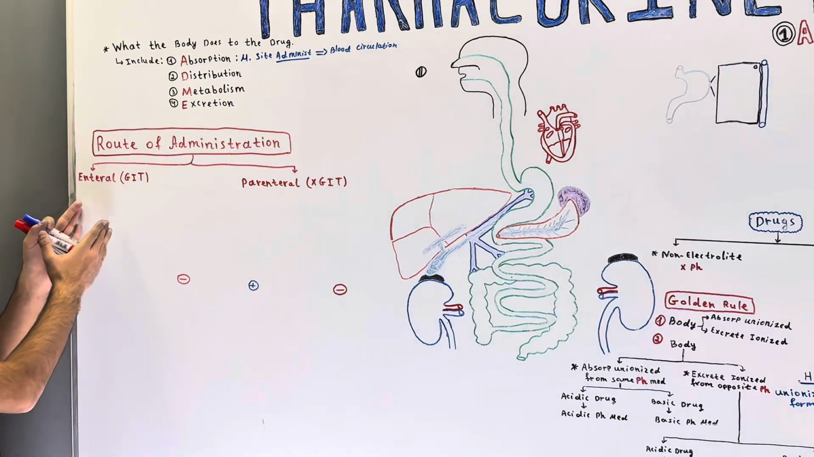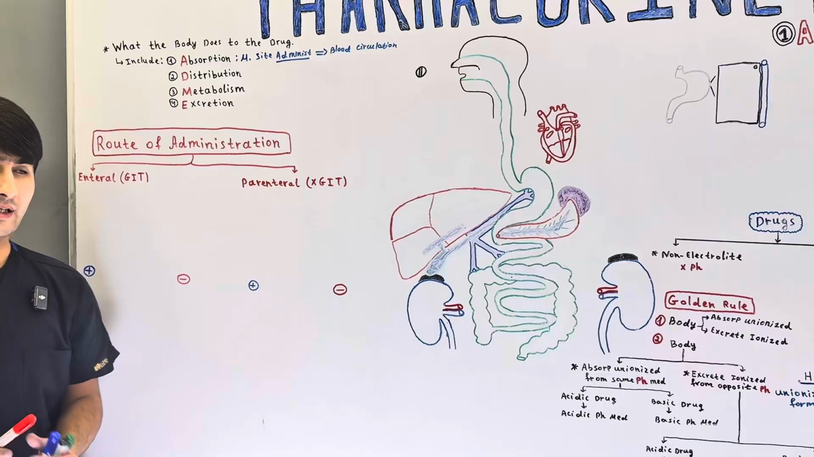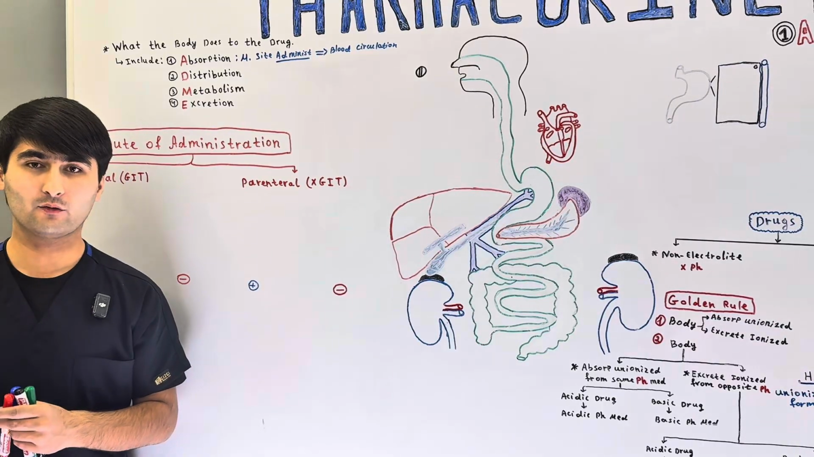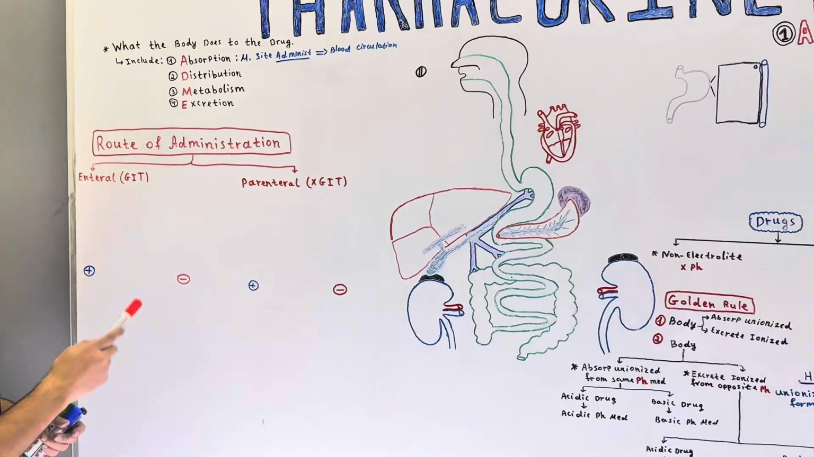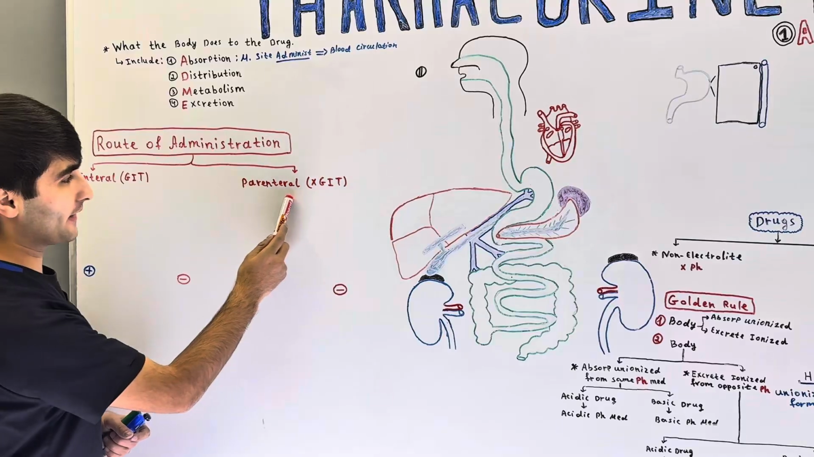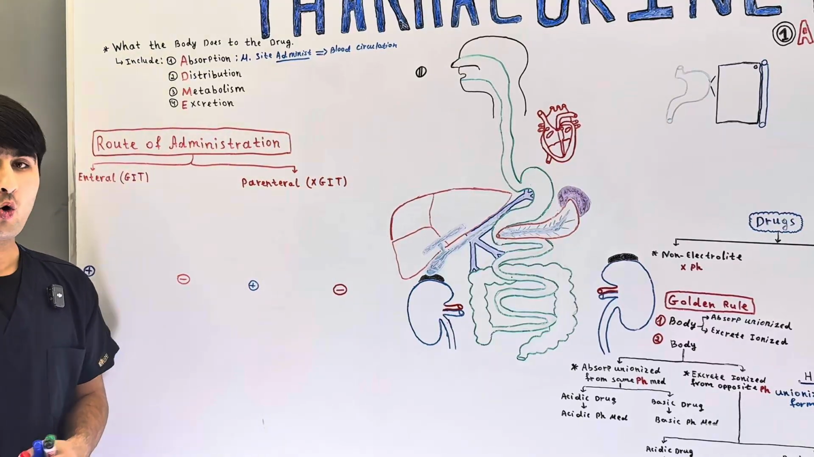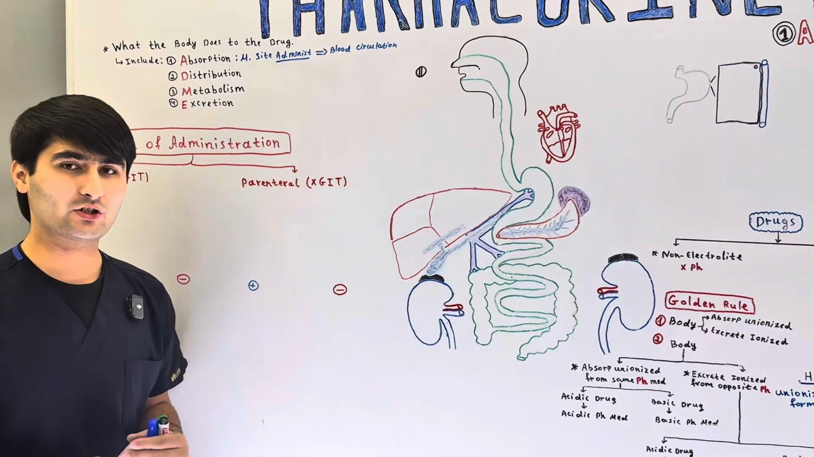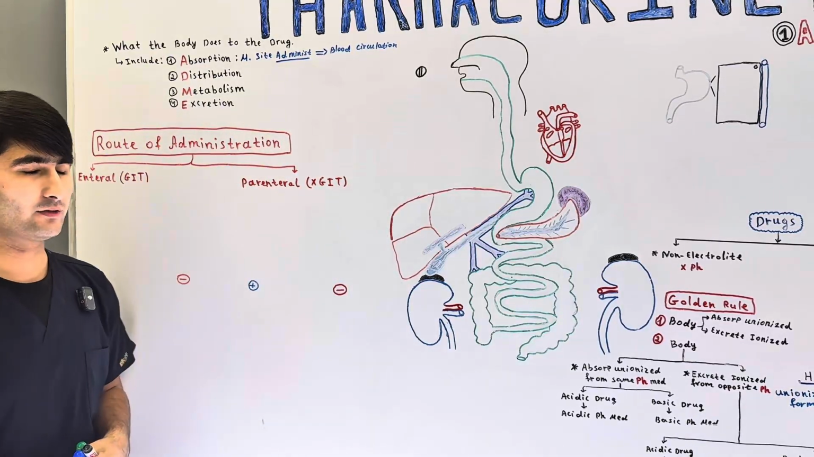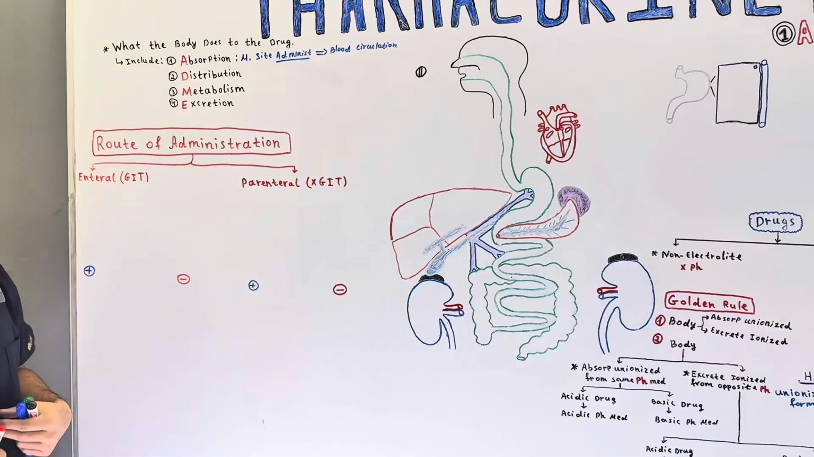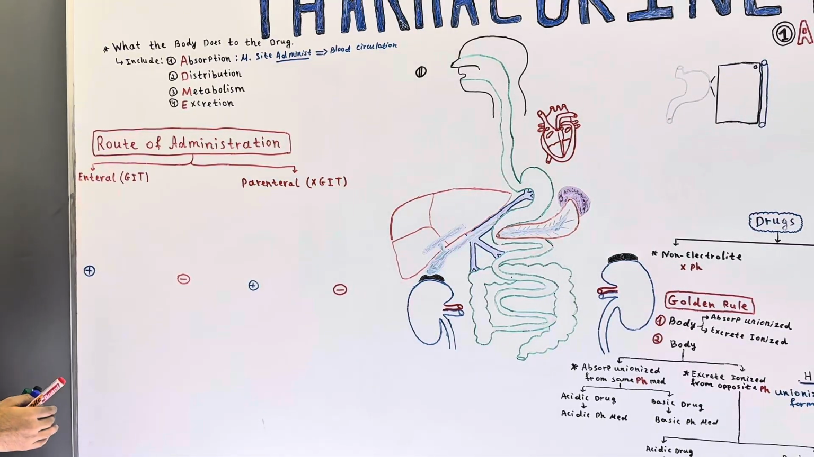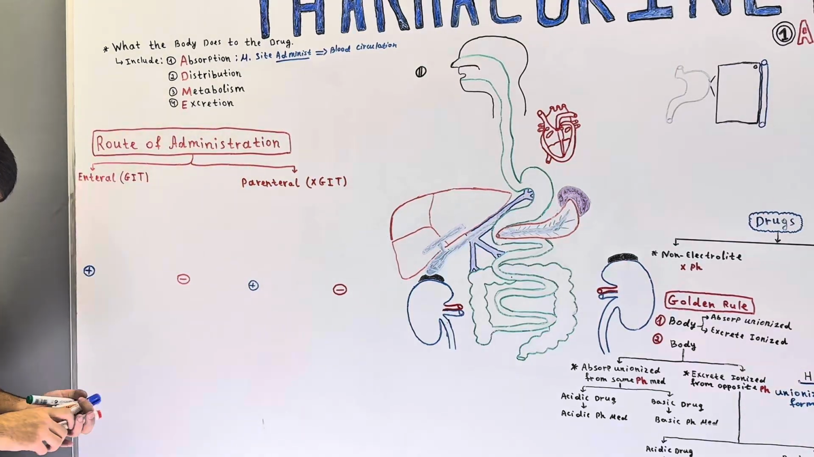So first is the enteral type, where the drug is taken through the GIT, the gastrointestinal tract, which starts from the mouth and ends with the anal part of the rectum. This is called the enteral type of administration. The second one is the parenteral type of administration, where the drug is taken outside of the GIT, outside of the gastrointestinal tract. Now I'm going to explain which types of administration are included in the enteral type and which in the parenteral. So let's start.